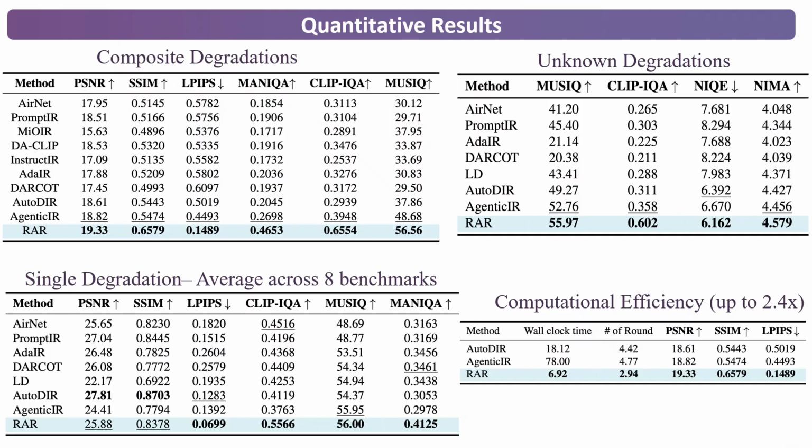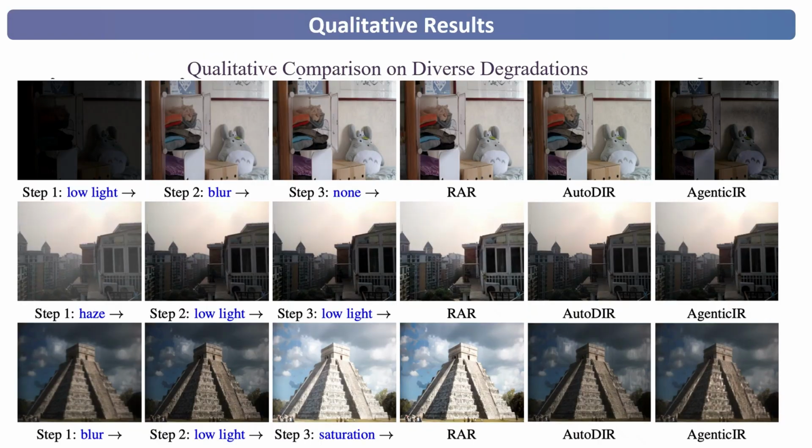We evaluated our model on all standard publicly available restoration benchmarks, and as we can see here, we outperform previous state-of-the-art across various metrics and datasets. Importantly, comparing wall clock time, we can see that we achieved these results while being significantly faster than competing methods. In addition to qualitative results, as shown here, our RAR model can correctly identify the dominant degradation in each step and consistently yields higher quality images than previous state-of-the-art, either all-in-one or agentic models.